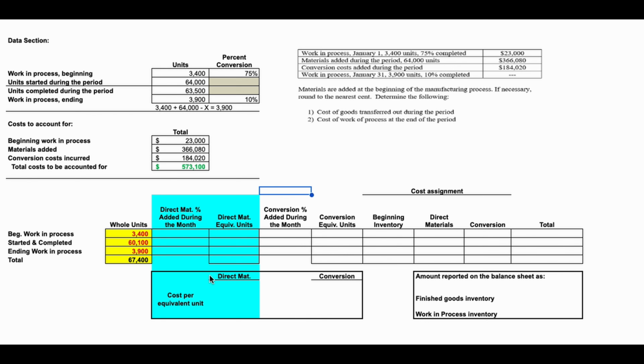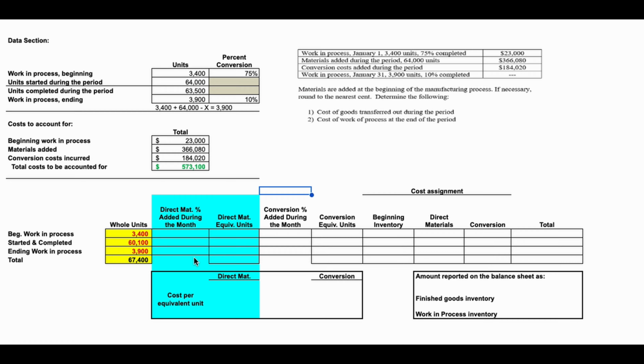Now, the next thing I'm going to do, I'm going to highlight this whole section in blue, because this whole section is going to refer back to our direct materials. Again, what we've talked about in here is that 100% of our direct materials are added at the beginning of the period. So items that were already on our production line had their direct materials added last month. So this month I am adding no direct materials. These other two had 100% of their direct materials added during the month.